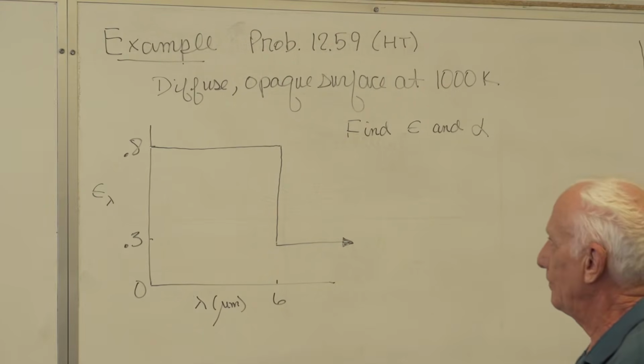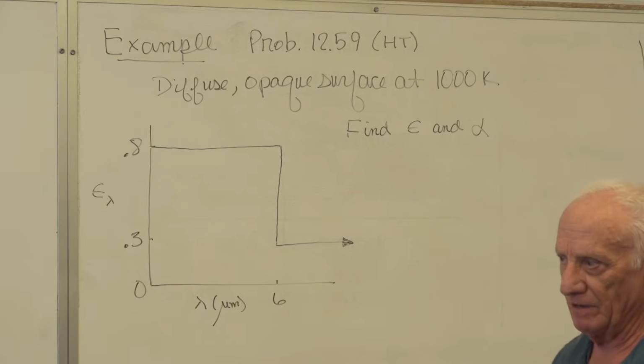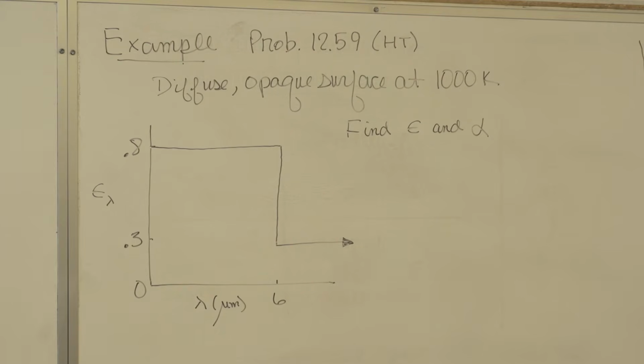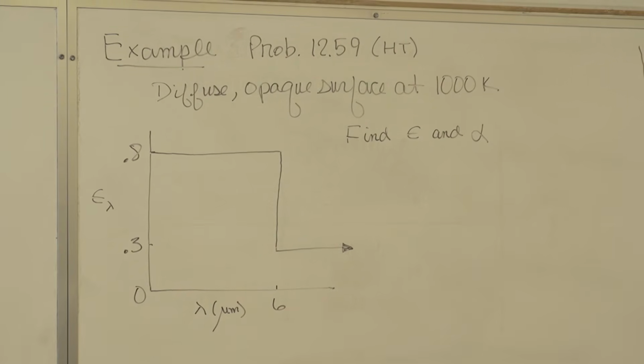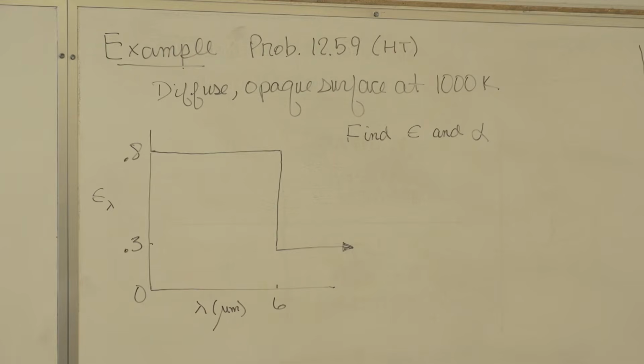Okay, notice there's no graph given for the spectral irradiation. No G lambda versus lambda graph. I'll tell you what he's going to give us in just a minute, but for right now we don't have that. Okay, let's find epsilon.